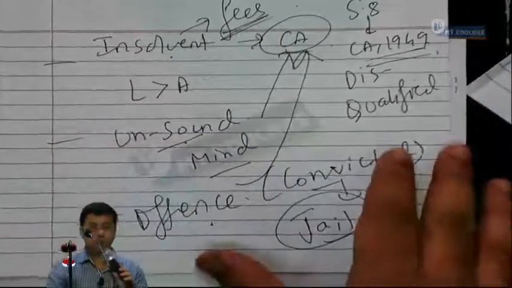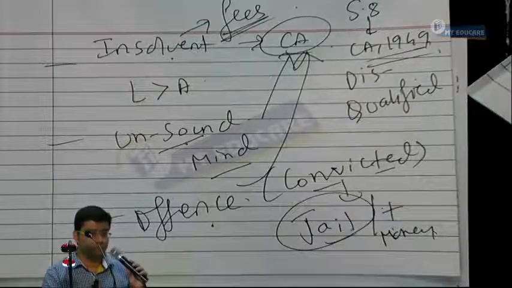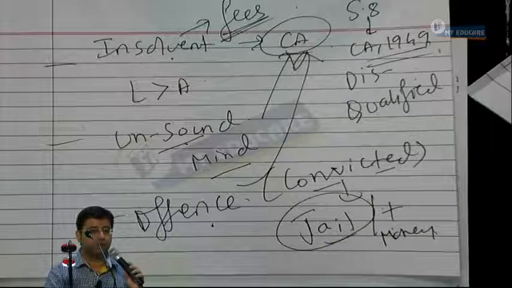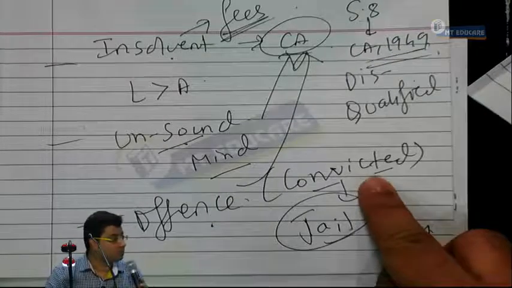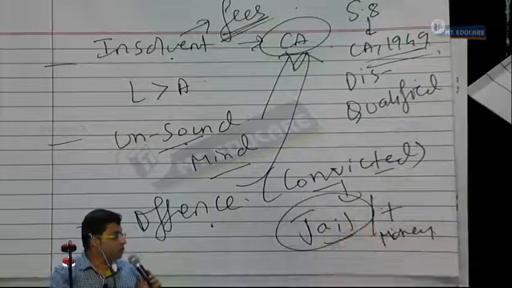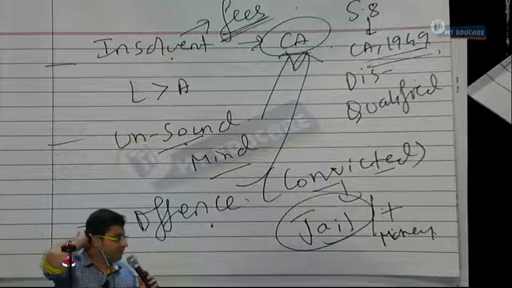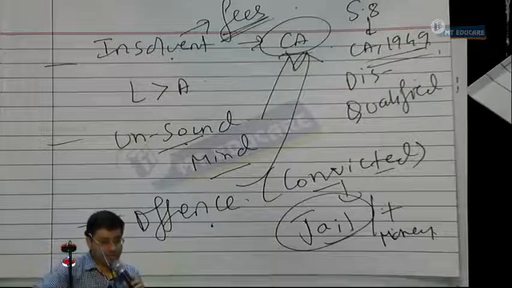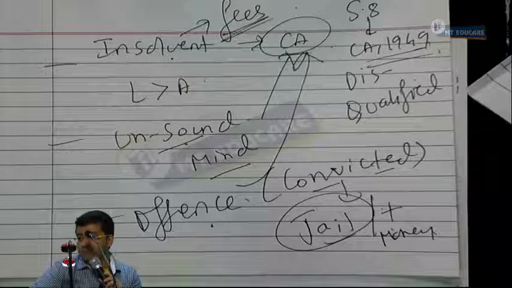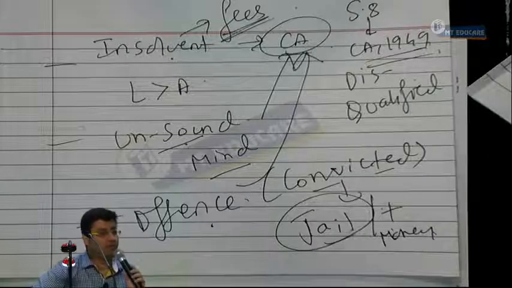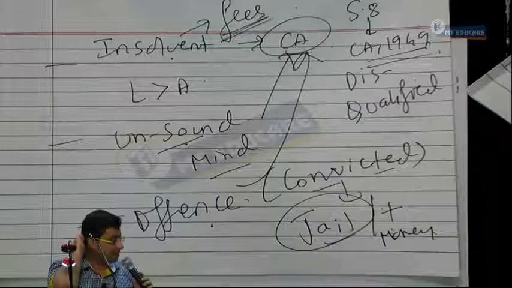If a person becomes insolvent or of unsound mind, or is convicted by the court of law for any offense, then the person is disqualified to act as an auditor.